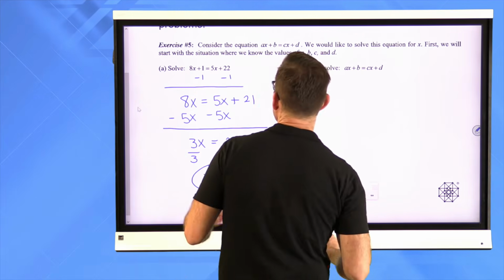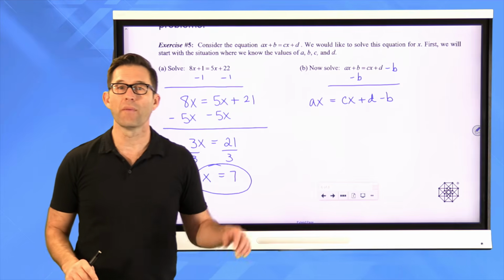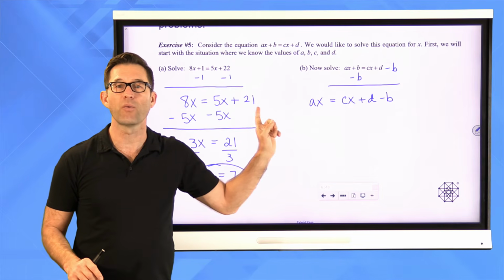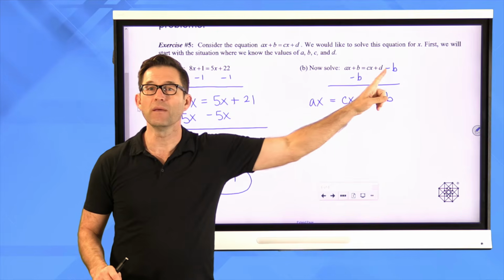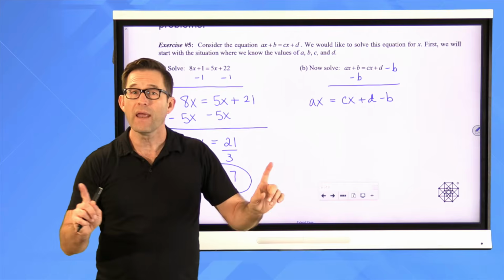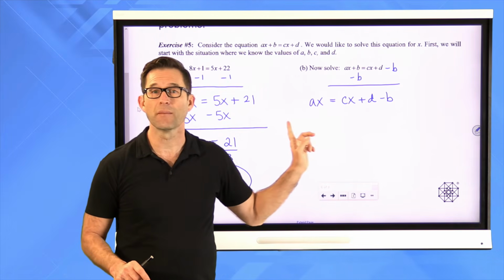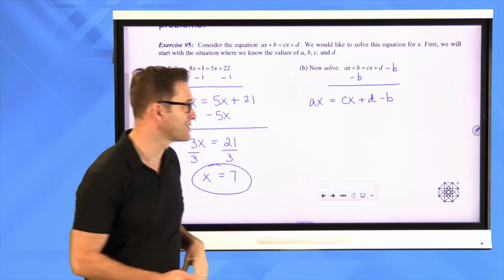All right, so the first thing that we did in letter A is we subtracted 1 from both sides. First thing I'm going to do in this problem is subtract b from both sides, okay? And when I do that, I have ax is equal to cx plus d minus b. Again, keep in mind that in this previous problem, I was able to do 22 minus 1 and get 21. The best I can do here is d minus b and be left with d minus b, right? That's all I can do. Now, in our next step over here, I subtracted 5x from both sides. In this case, I'm going to subtract c times x from both sides.